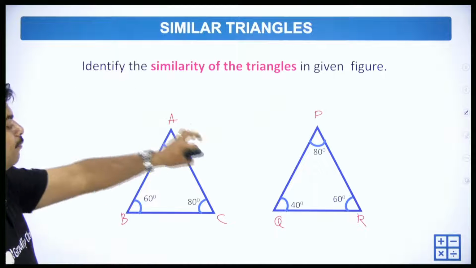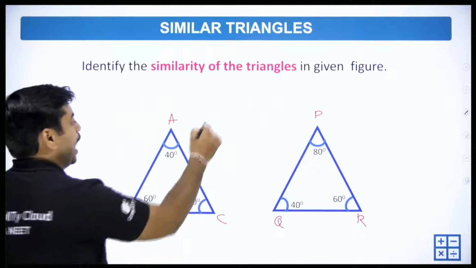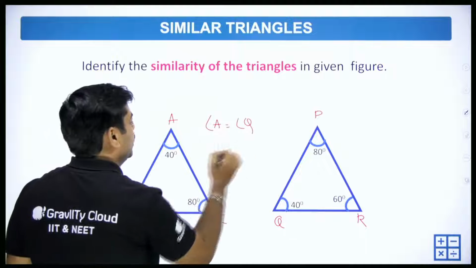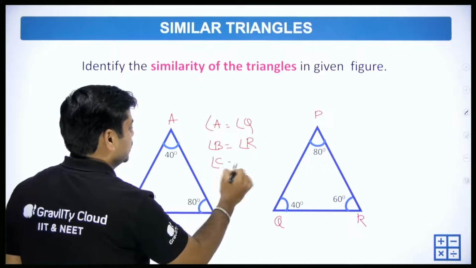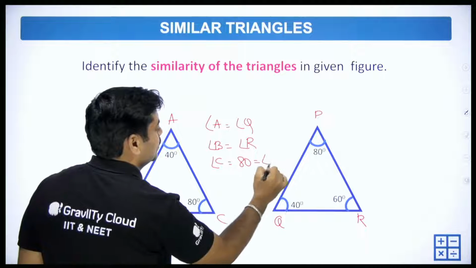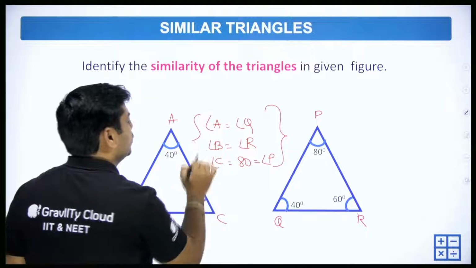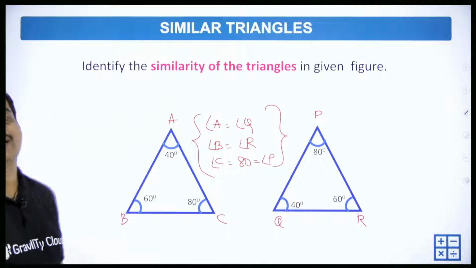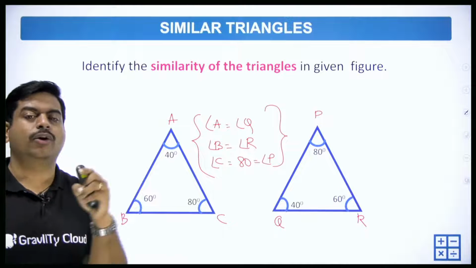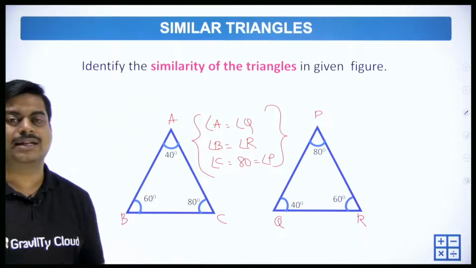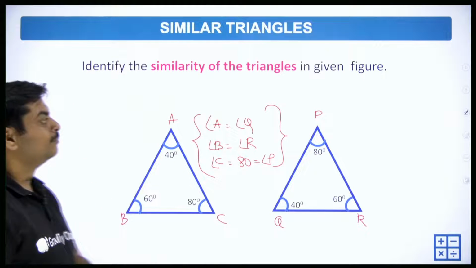So angle A and angle Q, both are same. Angle A is equal to angle Q, right? Angle B, which is 60, is equal to angle R, which is 60. Angle C, which is 80, is equal to angle P, which is 80 degrees. So from all this information, we can say that these two triangles are similar. I don't say they're congruent. Congruency we're not talking about. We're talking about similarity of the triangles. There is a difference between these two, right?